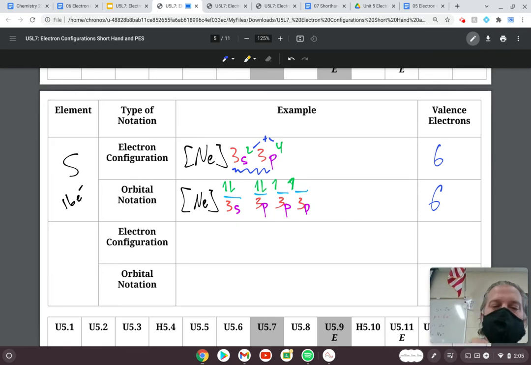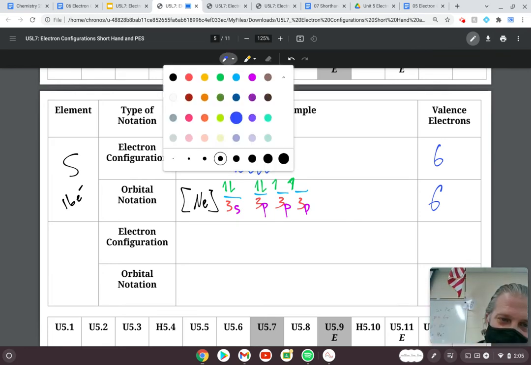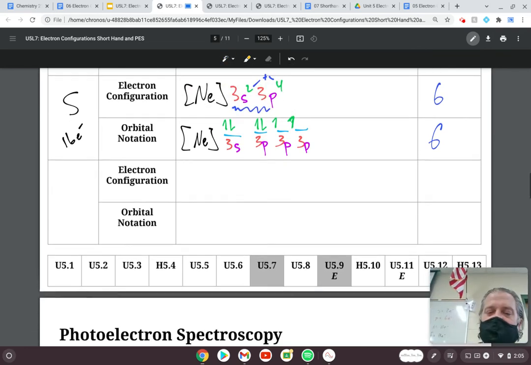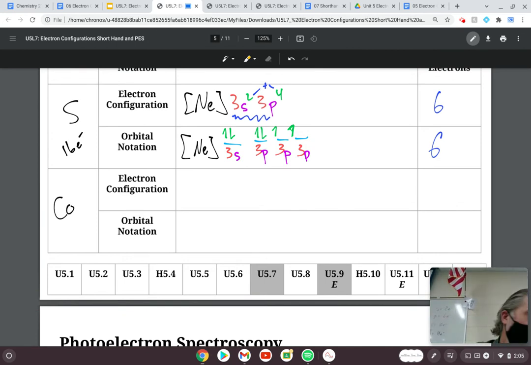All right, we're going to try one that does not use neon as its noble gas for the shortcut. So we're going to try cobalt. To help you out, cobalt has 27 electrons. I would like you to try cobalt real quick once, please.